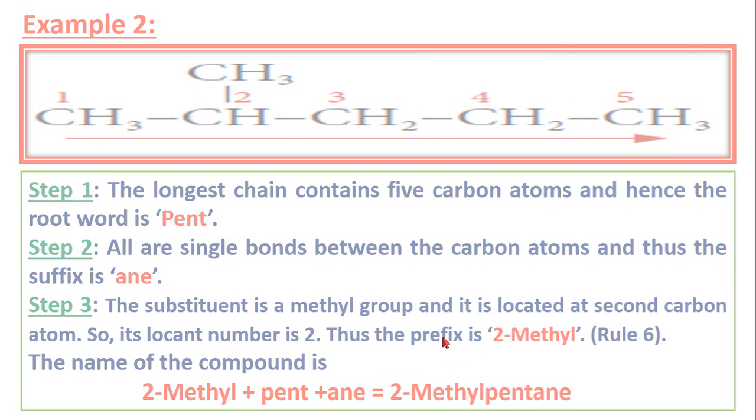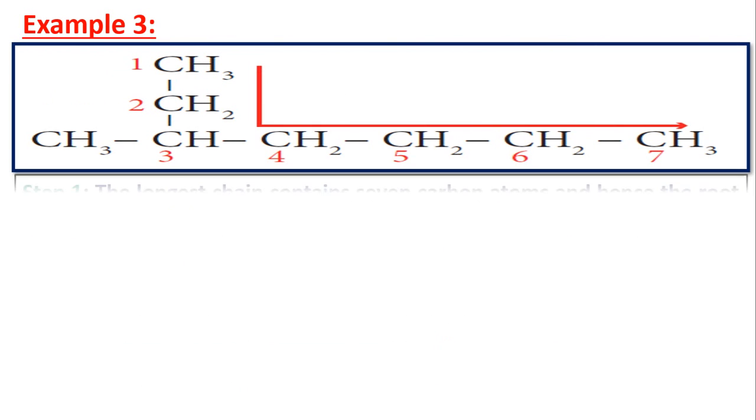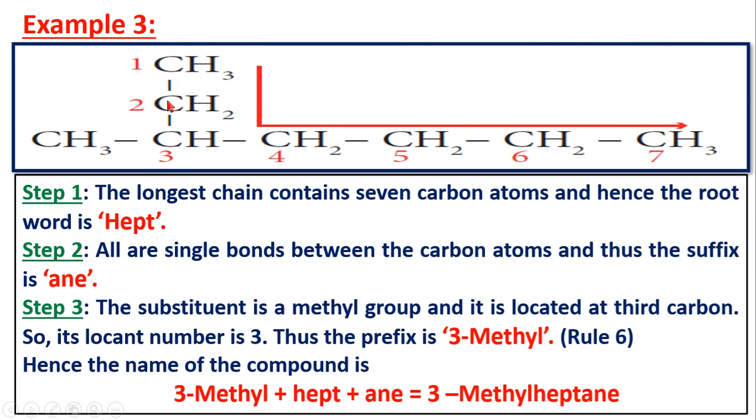Then example 3. Now identify or find the longest chain. Now come to the compound here. CH3, bond, CH, bond, CH2, bond, CH2, bond, CH2, CH3. So here 1, 2, 3, 4, 5, 6. Only 6 carbon atoms in this path. But here this chain contains 1, 2, 3, 4, 5, 6, 7. Heptane. So the root word is hept.